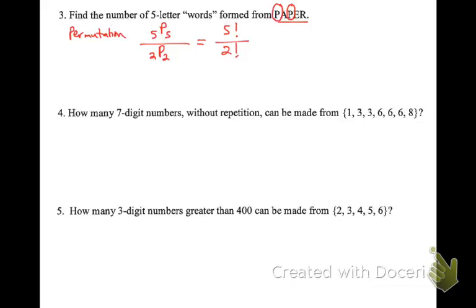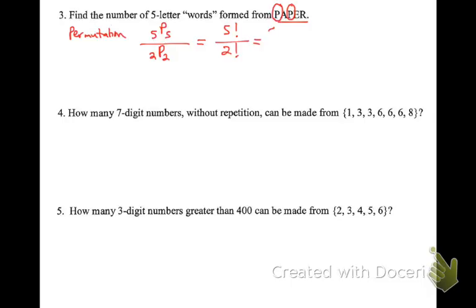Because remember that property of permutations is that if the n and the r are the exact same number, it's just that n factorial. So there's 2 P's, so you're going to divide by 2 factorial. 5 letters, you can start off with 5 factorial on the top, divide by the 2 factorial.